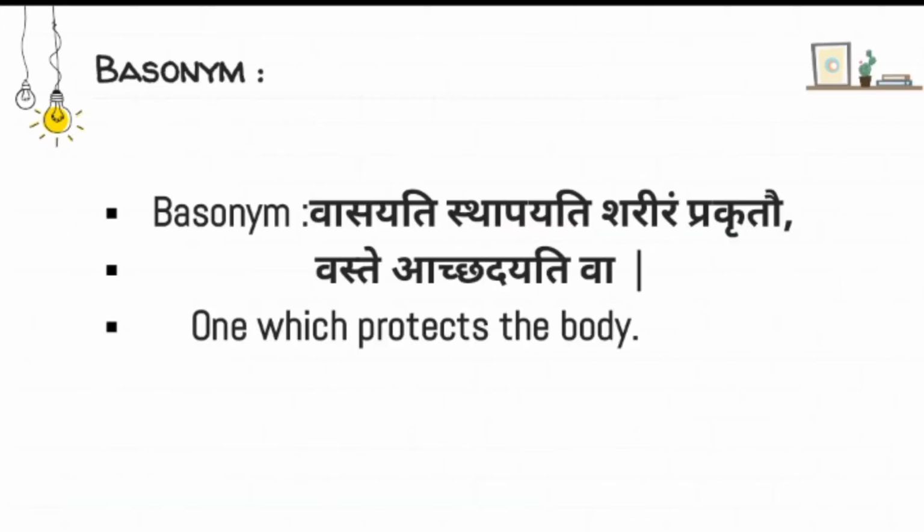So let's get started. Firstly, what is the nirukti of Vasa? Vasayati sthapayati shariram prakrutau vaste achadayati va. Why is it called Vasa? Vasa is the one which restores the health. Sthapayati shariram prakrutau. Vikruti is nothing but the roga, the disease, and the one which brings back the prakruta avastha, the healthy status in the body, is the Vasa. That's why Vaste achadayati: one which protects the body is called Vasa.